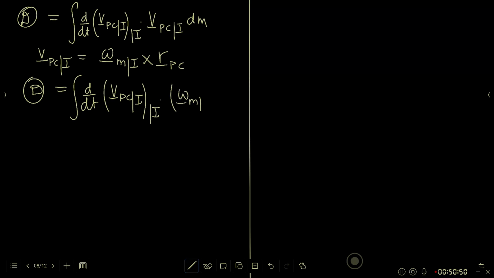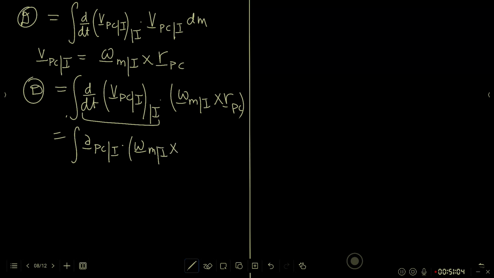Again, I have a situation like A dotted with the cross product of B and C, and I would like to change the order of these things. Why do I do that? Because I want to pull out whatever is constant over the integration. So I'm going to write this as omega mi dotted crossed with RPC crossed with APCI dm. Omega mi can be brought out.